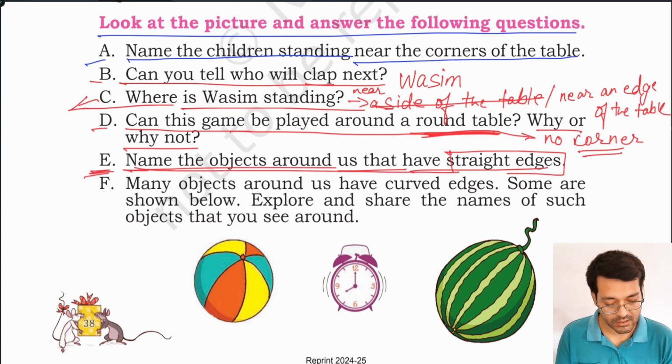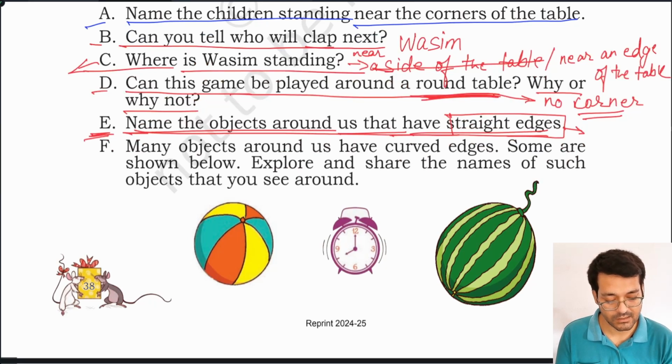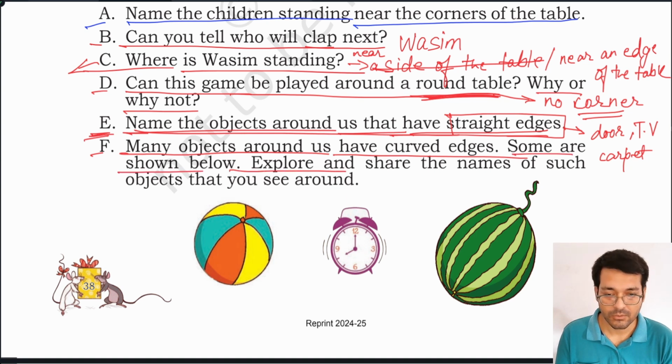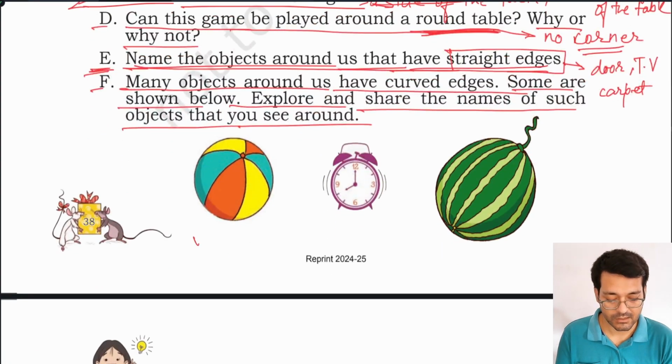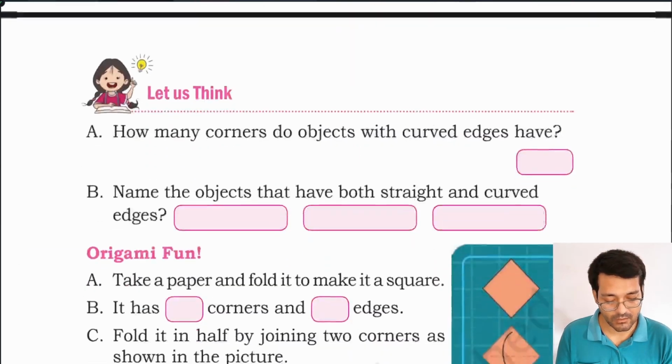E. Name the objects around us that have straight edges. There are various things that are having straight edges, such as your door, your television, your carpet. F. Many objects around us have curved edges. Some are shown below. Explore and share the names of such objects that you see around. For example, this ball, this clock, this watermelon has round edges.